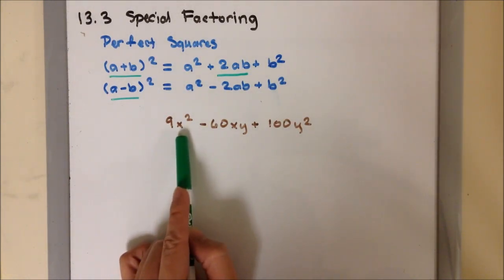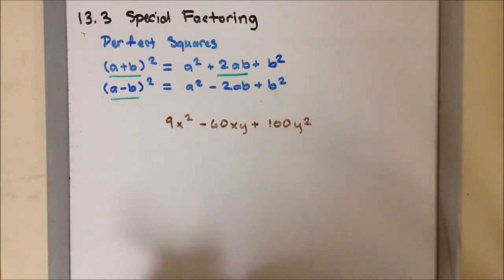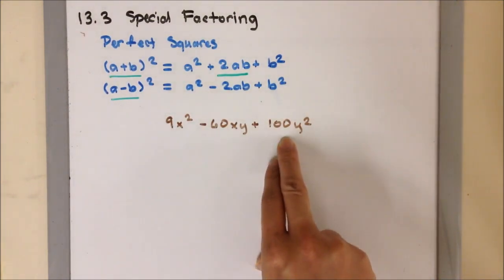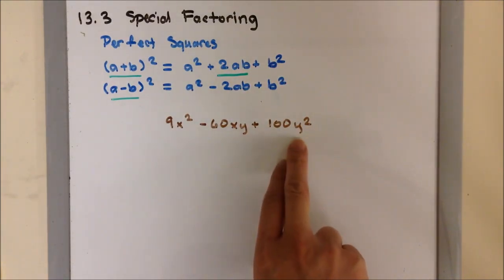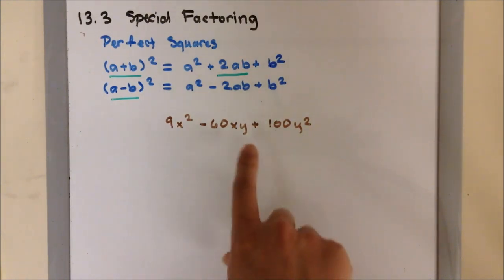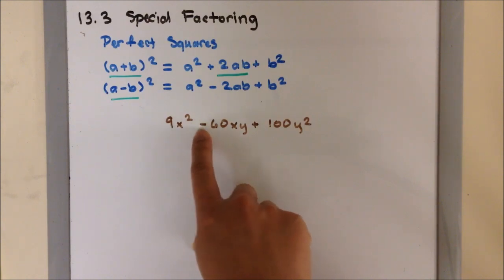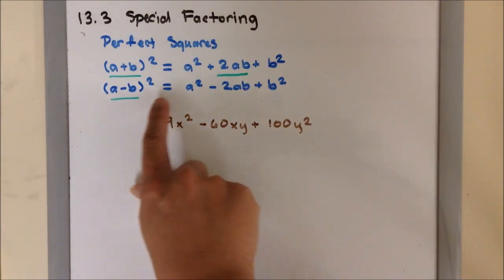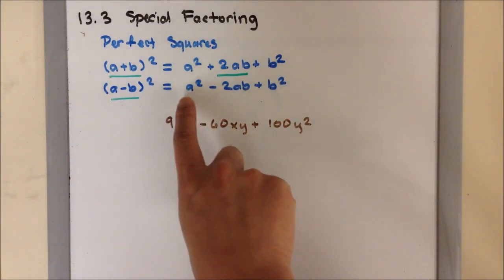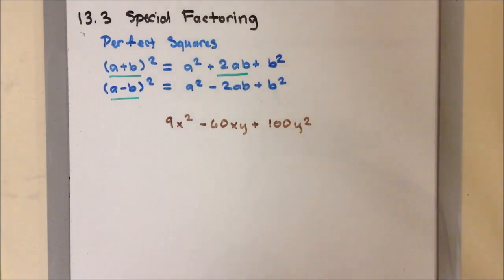The 9x squared, since the x squared and the 9 are both perfect squares, you can definitely do the square root. Then take a look at the last term. The 100 and the y squared are both perfect squares, so we can also do the square root of the last term. In addition, in front of the last term is a plus, so that's good so far. And then the middle term is a minus. So it's very similar to the second form right here, where the first term is positive, the middle term is negative, and the last term is positive.